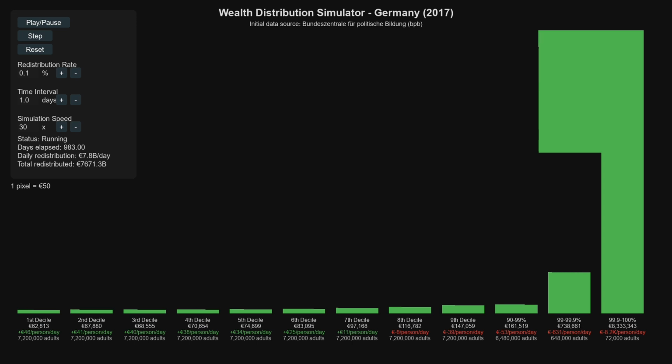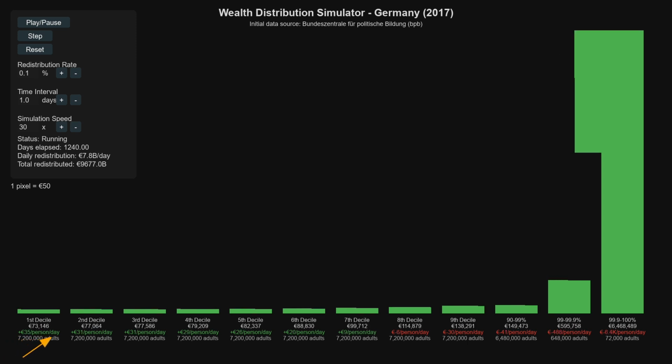What we are seeing is essentially a simulation of how a universal basic income funded by a wealth tax might work. Each day, a small percentage of wealth, in this case 0.1%, is collected and divided equally among all adults. Look at the daily redistribution amount below each decile's average wealth. That's effectively what each person would receive as a UBI payment.